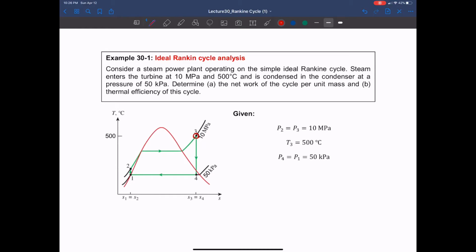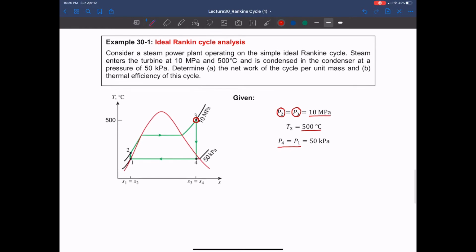here at 3, because we have 10 megapascal in pressure and 500 degrees Celsius in temperature. But because we already assumed that your Rankine cycle is ideal, that means the pressure at 2 right after the pump process is also the same pressure, 10 megapascal. So we know P2 and P3. And we also know P4 and P1, constant pressure at 50 kilopascal.